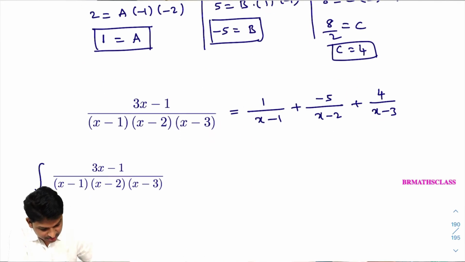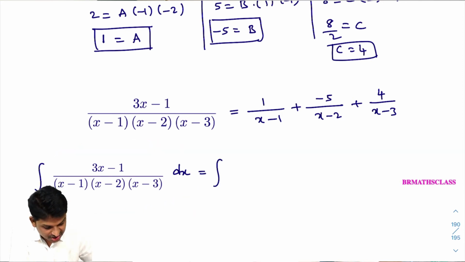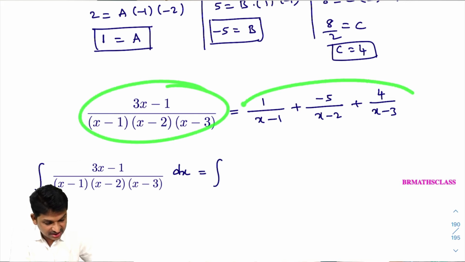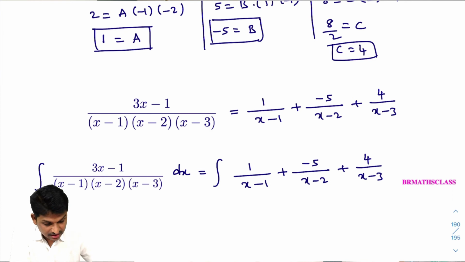Integral of (3x minus 1) divided by (x minus 1)(x minus 2) dx. This is what you want to calculate. This expression can be written like this. Okay, you take this one, into dx. I hope you are understanding.